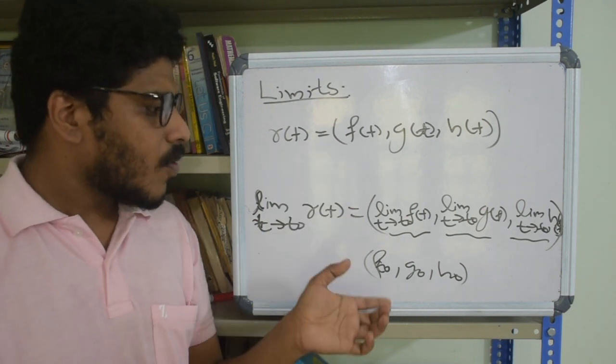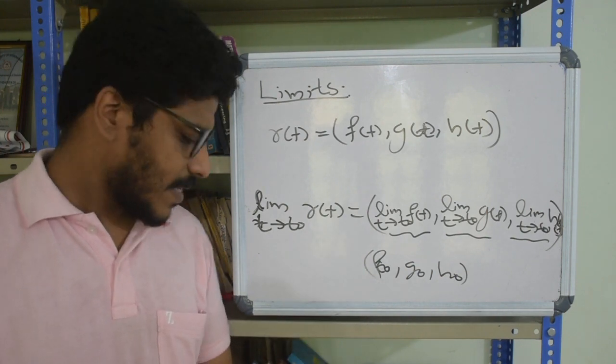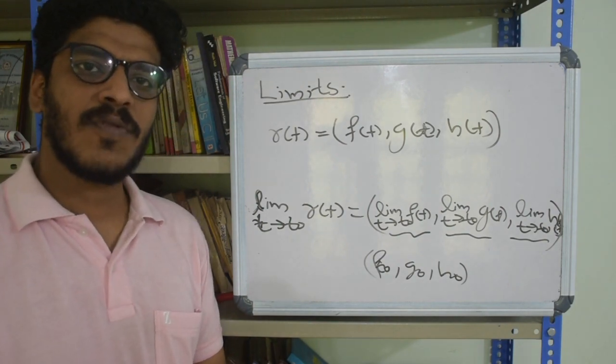This is how we evaluate the limit of a vector valued function, and in our next session we may observe a few examples, and let's move towards continuity.